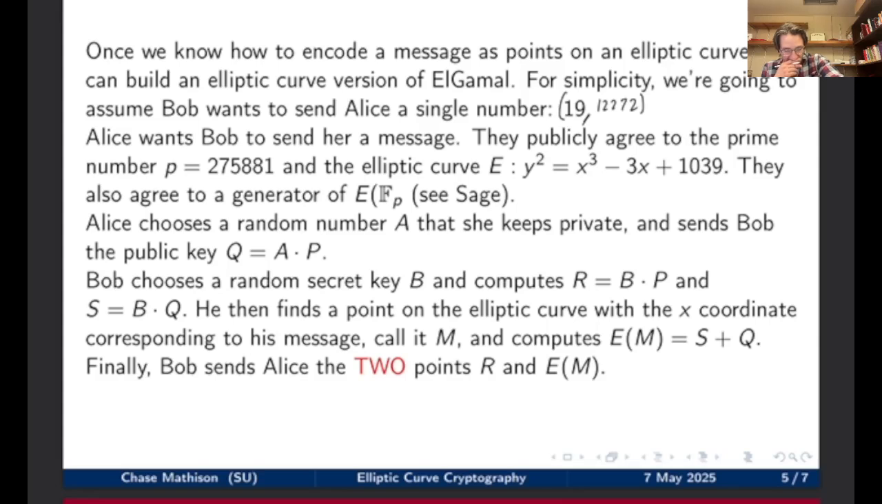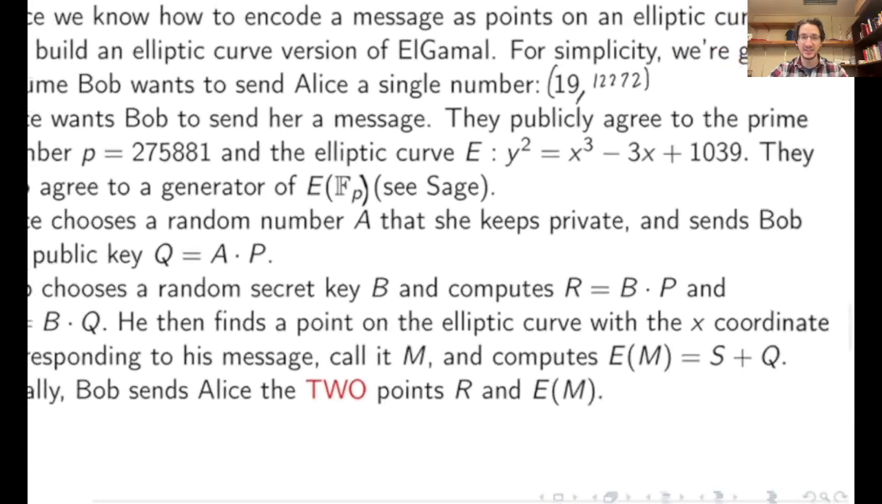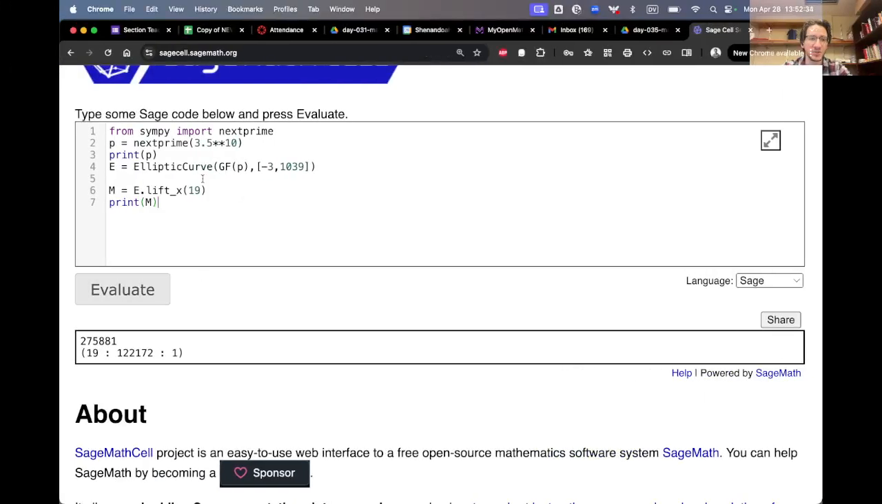They also agree to a generator. You do need a generator of this E(F_p). So you want an elliptic curve that has a single generator. Let me go into Sage and show you what that generator looks like. Let's print e.gens. When I print that e.gens, we get this. This is our generator. I'm going to call it P.